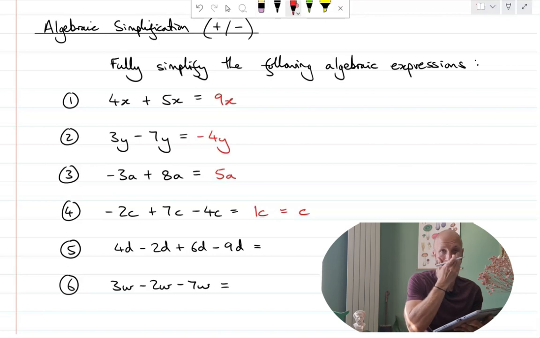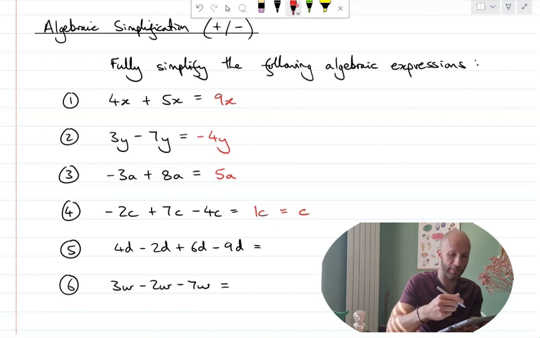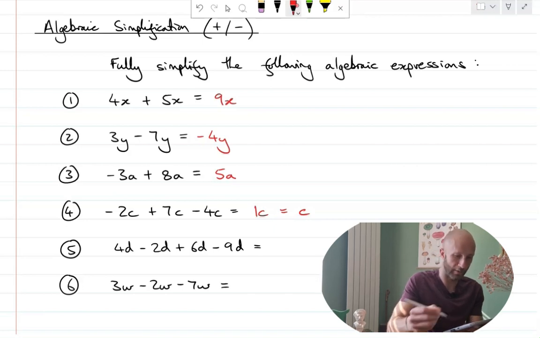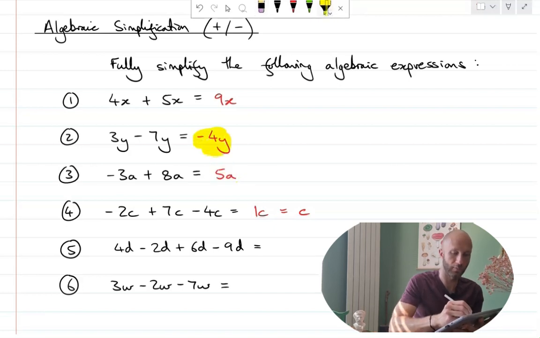Write it as c. Fancy word for number in front is the coefficient, but that just means the number assigned to that letter. So the coefficient here would be 1. Coefficient in number 3 here, coefficient of a would be 5. Coefficient of y would be minus 4. Hopefully you get the idea.